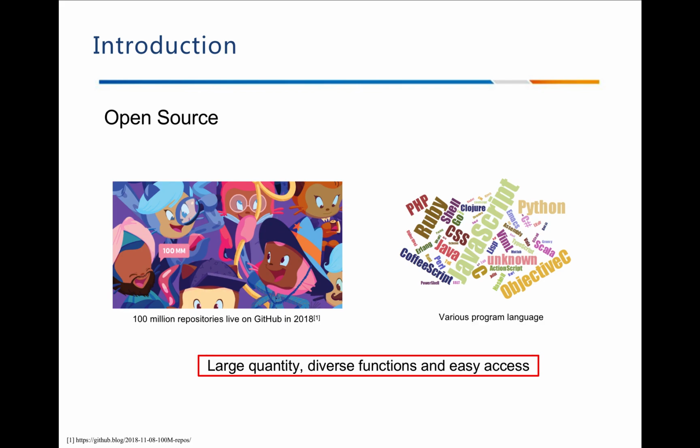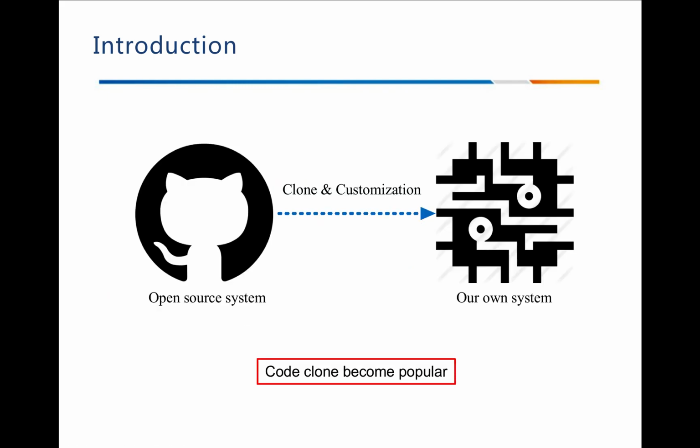Due to the large quantity, diverse functions, and easy access, open source projects save a lot of work for common developers. For example, if a developer wants to develop his own system, maybe he will search GitHub to find a similar repository and clone it. Then he just needs to customize the cloned code to meet his requirements. Frankly, employing code clones did bring convenience, which therefore contributes to the volume of code clones.